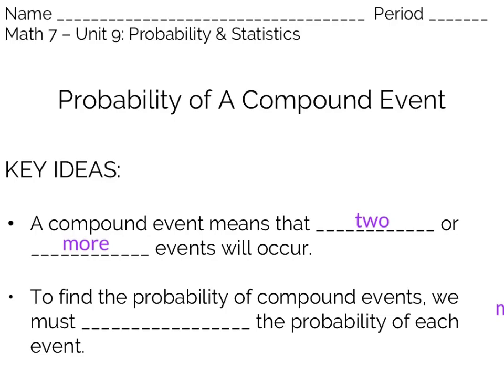And to find the probability of compound events, we must multiply the probability of each event together. So remember, compound event, more than one thing happening, and in order to figure out what that total probability is going to be, we're going to need to multiply them together. So now let's take a look at the two different types of compound events, starting with independent events.